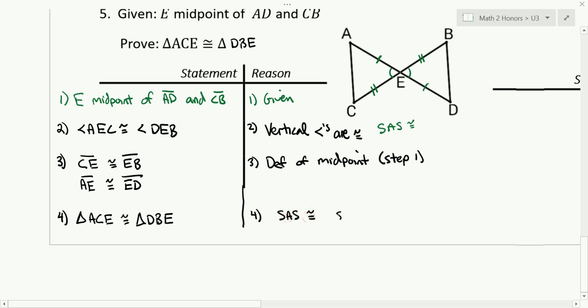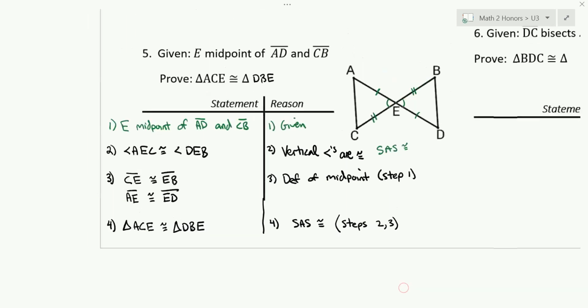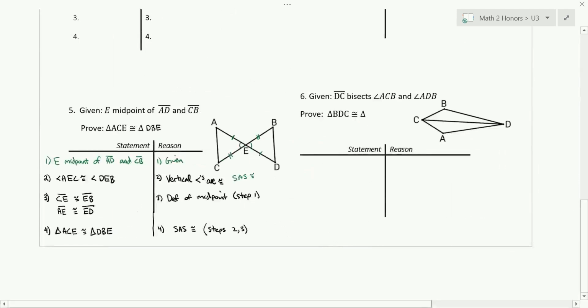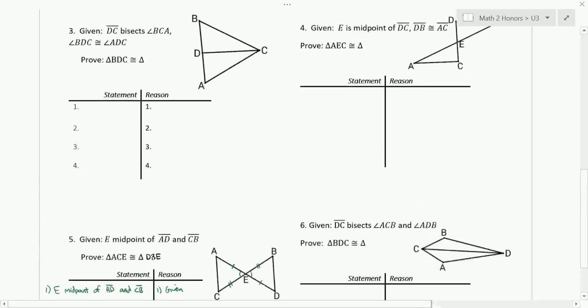And what steps do you think we're relying on to say side angle side? Only 2 and 3, not step 1. Step 1 we used, step 3 relied on step 1, right? But step 2 and 3 is where we actually have our congruence statements. Good. Okay, I want everybody to try, on this page, try number 1.